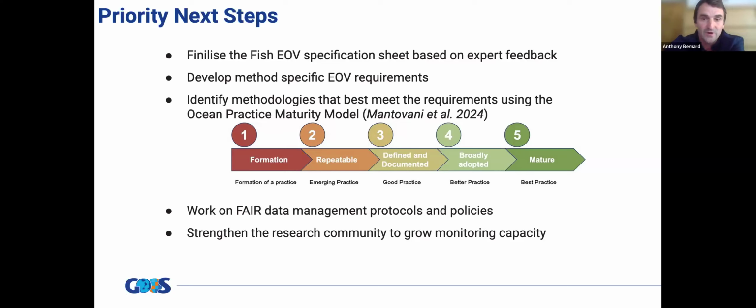So the FISH EOV framework will only succeed through collaboration, where everyone's local observations, when standardized, become part of our collective global understanding. And because of this, we welcome everyone's participation in this effort.